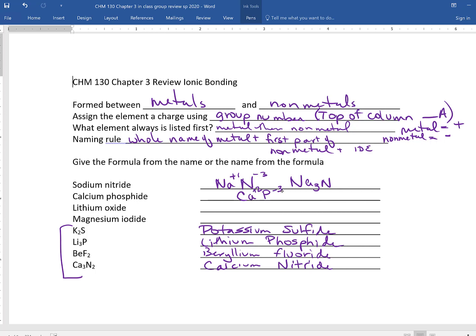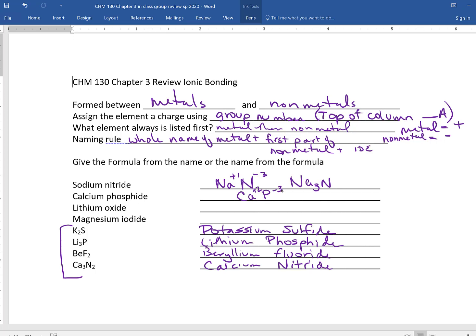The group number is going to give you the charge for the metal. Calcium's in group 2A, charge is a +2. Phosphorus is in group 5. 5 minus 8 is -3. So I always think with the nonmetals, like how many electrons do I gain to make 8? So since I have 5, I've got to gain 3, giving me a -3 charge. Remember, electrons are negatively charged.